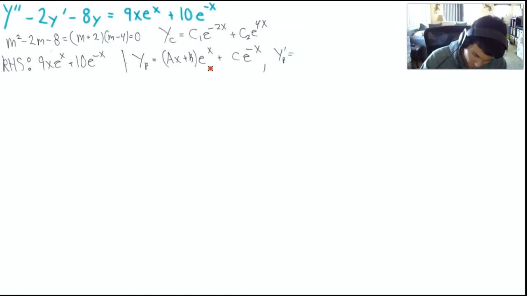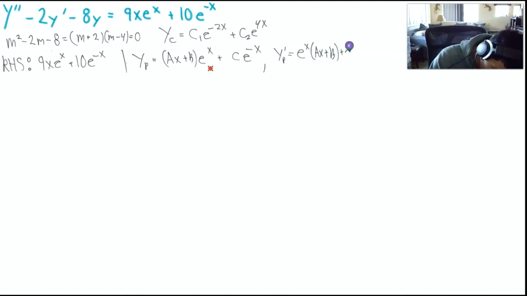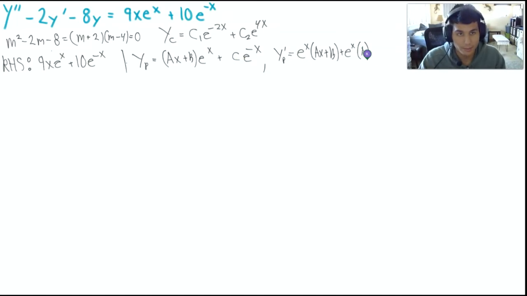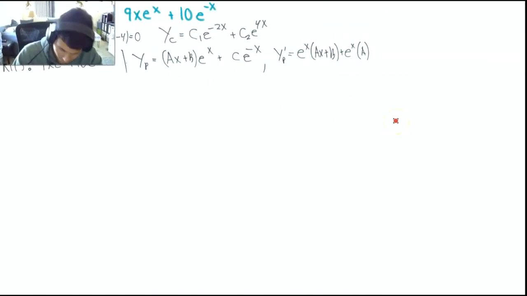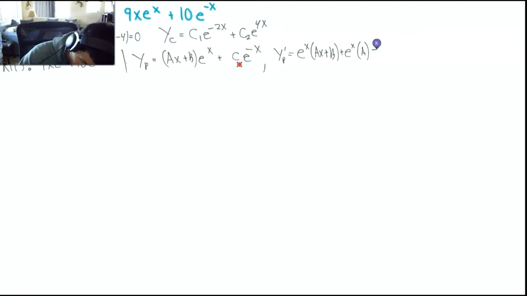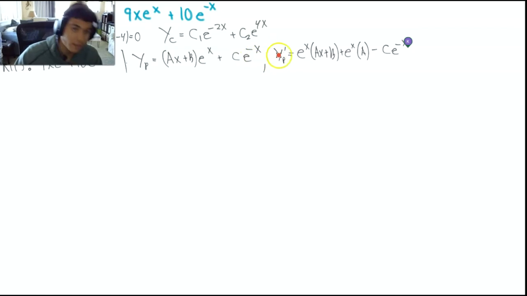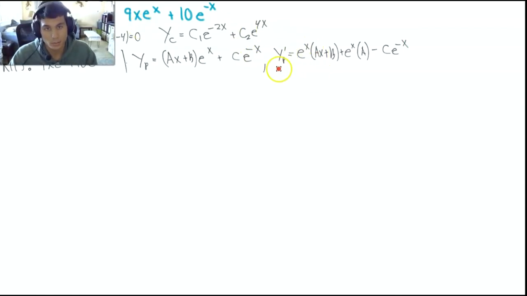Now let's take the derivative of yp. This is just going to be e to the x times ax plus b, plus e to the x times a. And if we take the derivative of the other term, it's just going to be minus c e to the negative x. So that's y prime p.